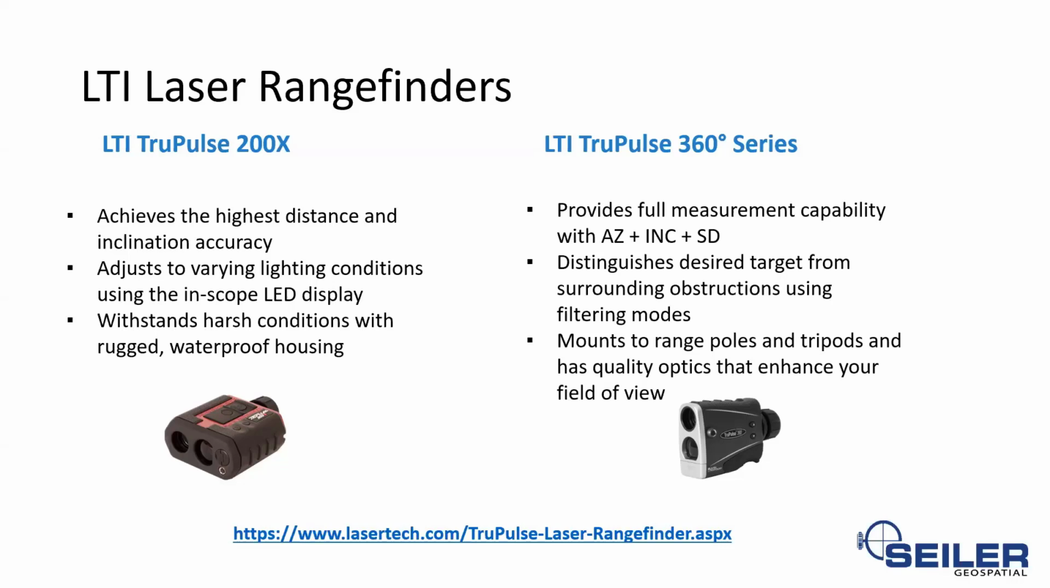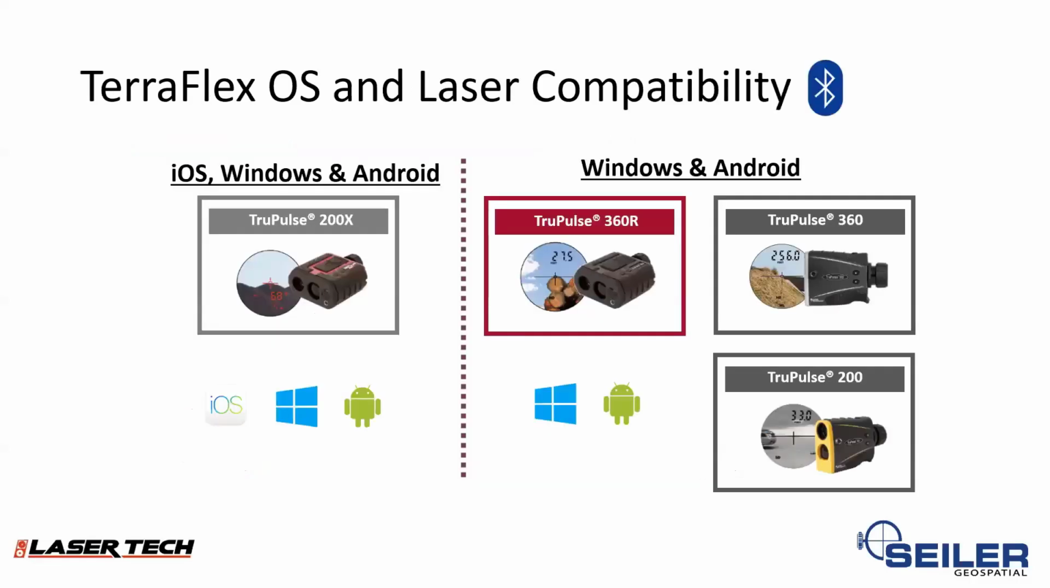Our lasers do interface differently on different operating systems. On the next slide, we break that down: the 200X is the only one that works with the iOS interface. We do have the Bluetooth module in there, which is Apple approved, but the other models we have, the TruPulse 360 models and the TruPulse 200, work with Windows and Android TerraFlex. So there are different operating systems out there, and it all depends on which operating system you have and which laser you want to use. So this is the breakdown of the operating systems.